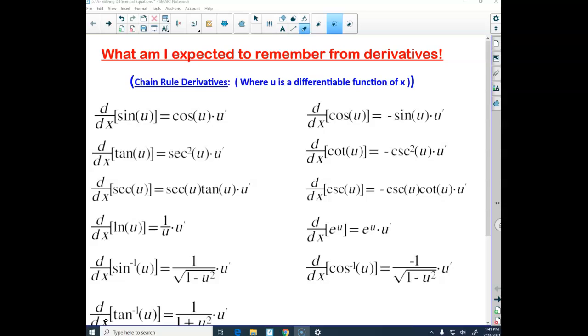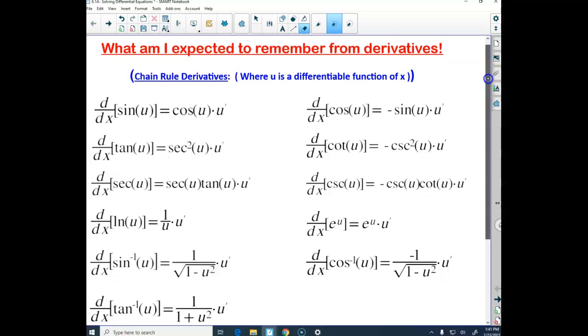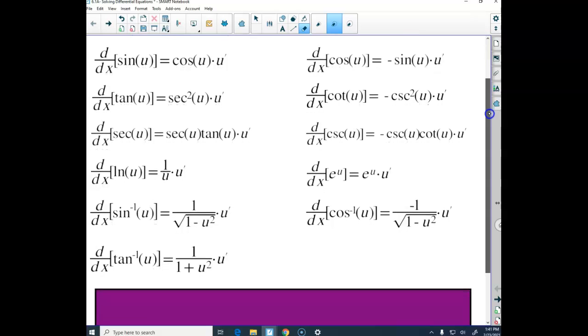So what I have up here is what I am expected to remember from the fall, early winter, when we were doing all our derivatives. All of these functions, remember, have the chain rule where u is a differentiable function of x. There's a PDF that you can print out for your own, but you need to know all of these derivatives, and if from left to right they're derivatives, from right to left they're going to be integrals.